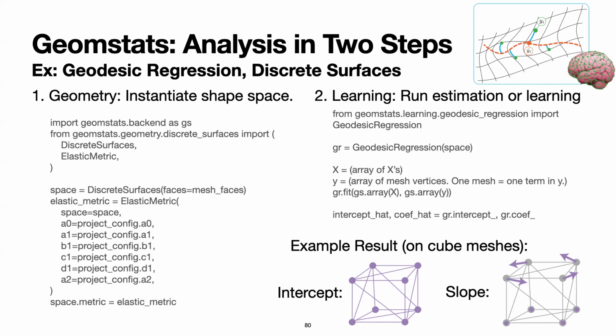This isn't a real result, but this is an example of what it would give you. For example, the intercept hat would give you an array of points. It wouldn't give you the faces out because you've already defined what your faces are. And for the slope, it would give you an array of vectors which describe which direction each one of the points is changing.